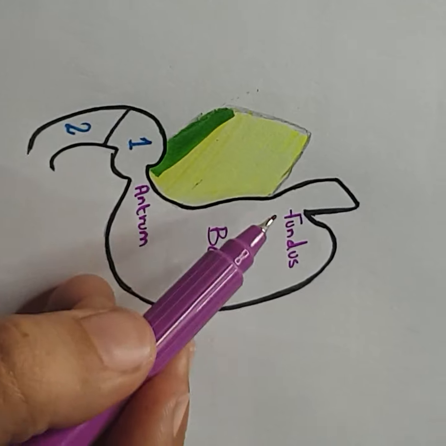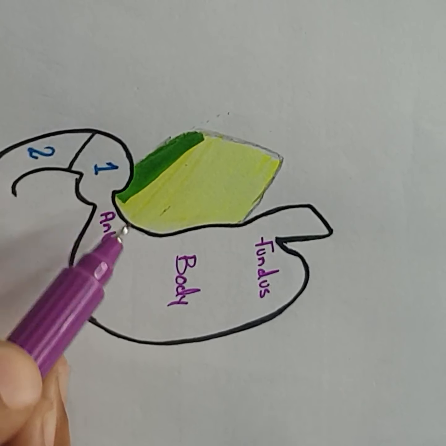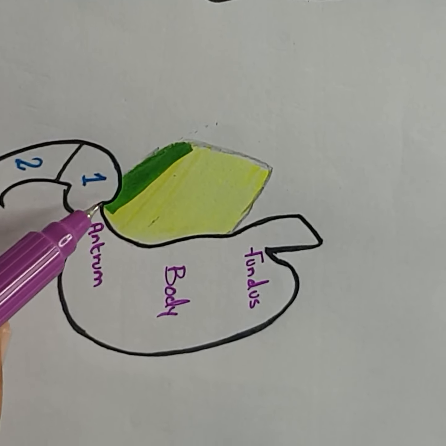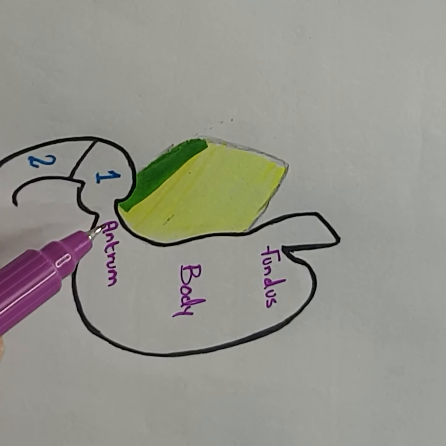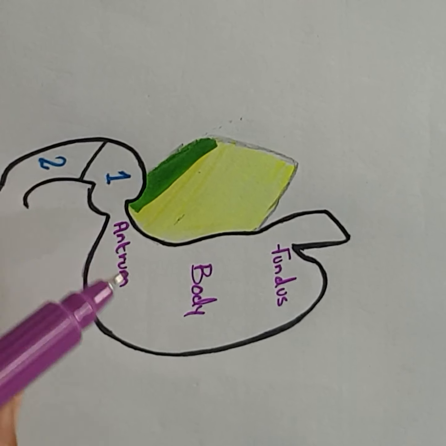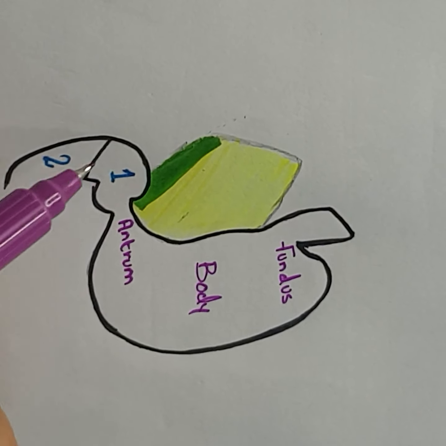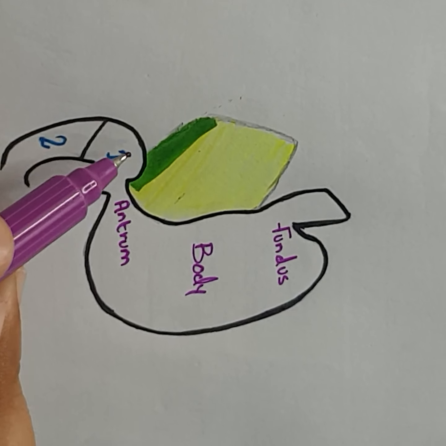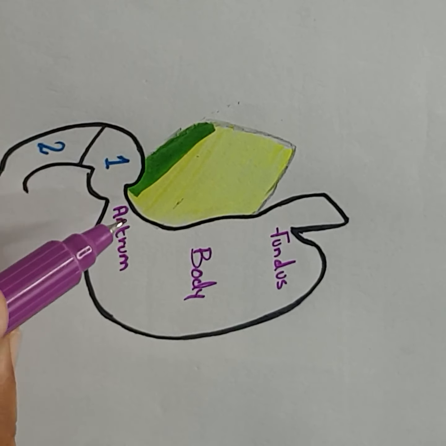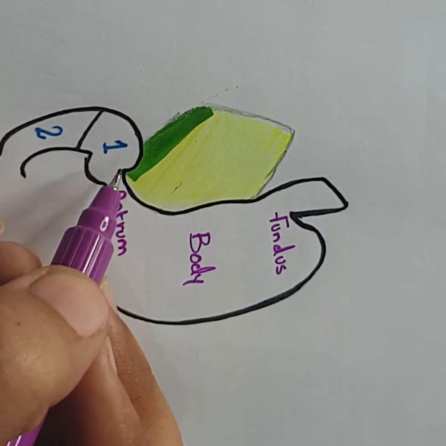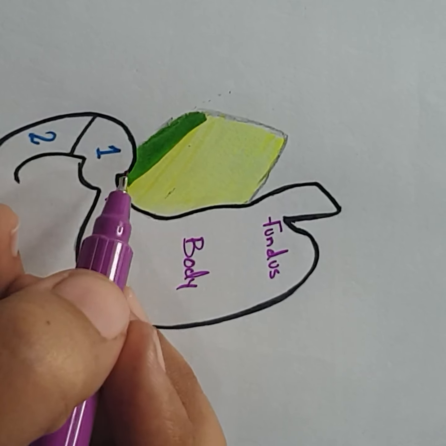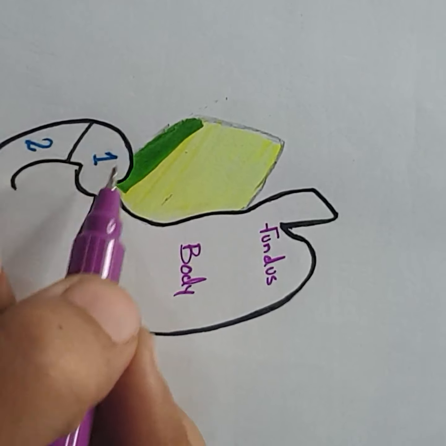Okay, on the lesser curvature of stomach, then stomach, after stomach we have duodenum, and duodenum is divided into 4 parts. We are talking only about the first part of duodenum, or not the whole of the first part. Only the first 2 centimeter of the first part of duodenum is covered with lesser omentum.